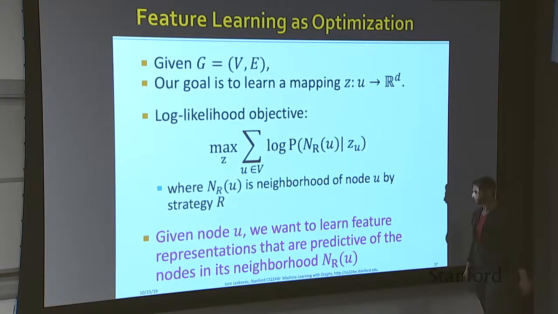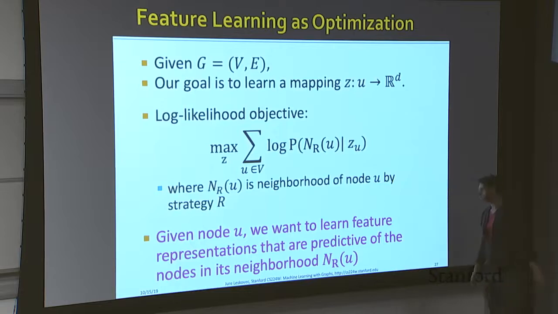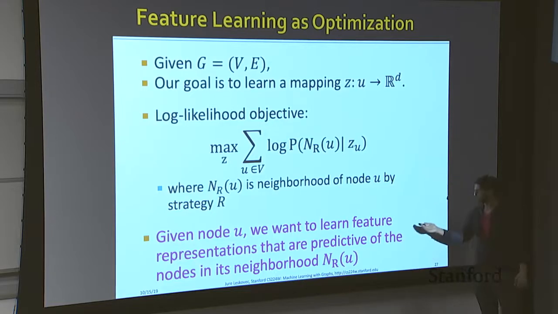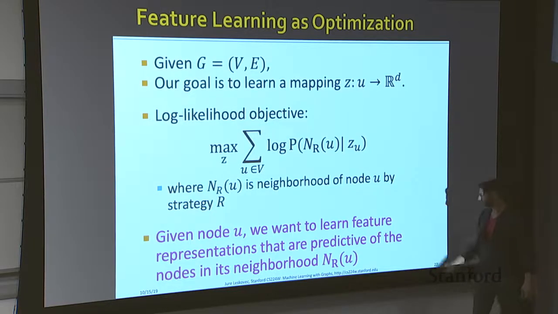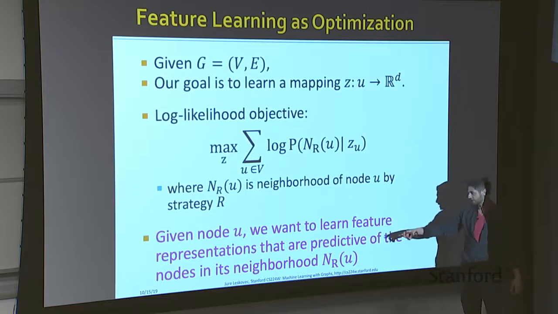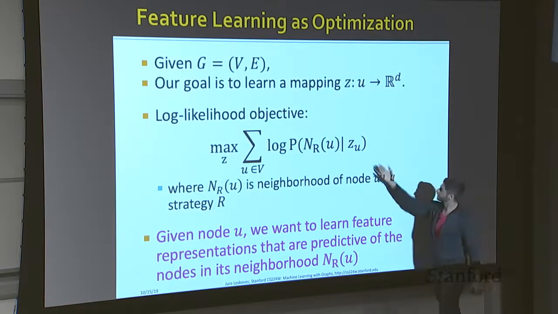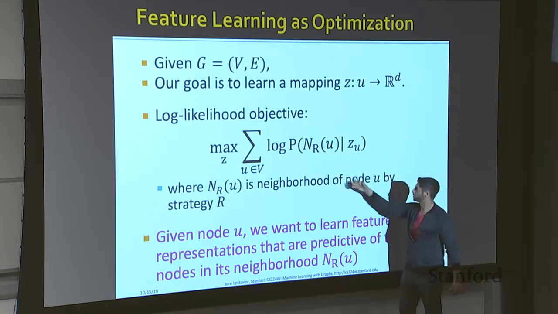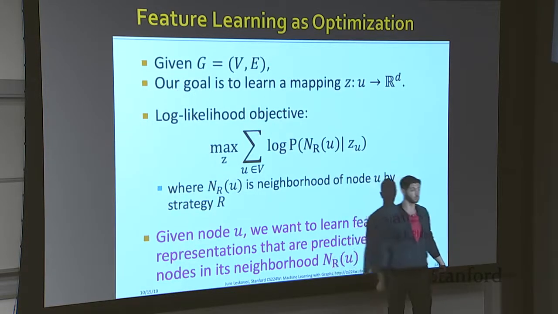Now that we've clarified this, the goal of our objective function is that it's going to help us learn feature representations that are predictive of the nodes in their neighborhood. We get the feature representation of u, and then this feature representation is going to be predictive of what the neighborhoods of that node are, all right?